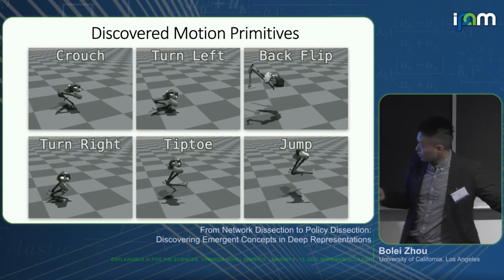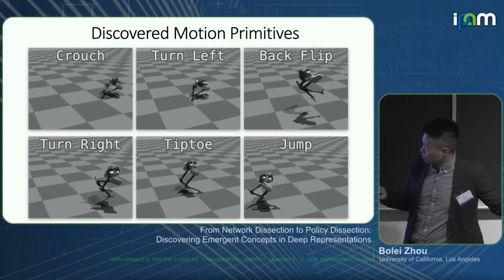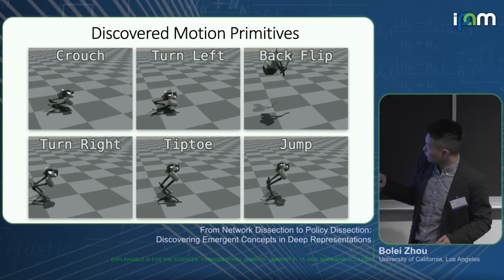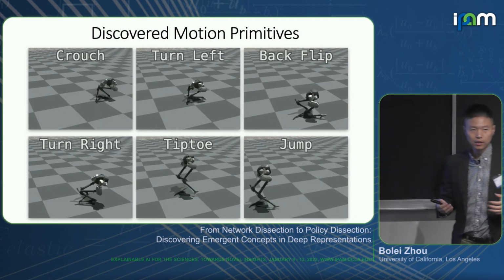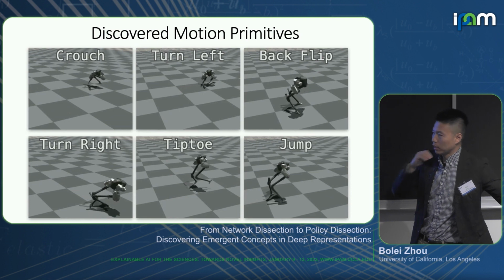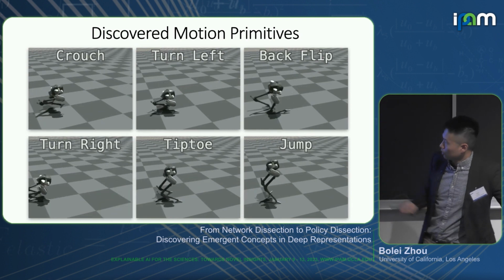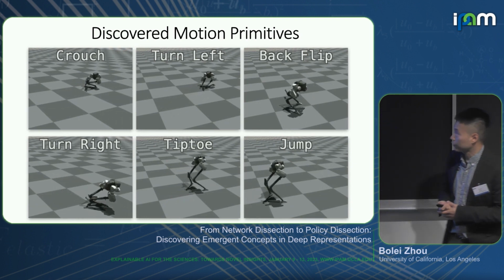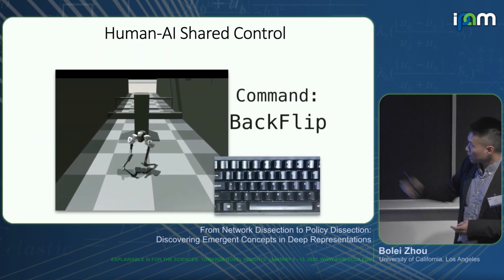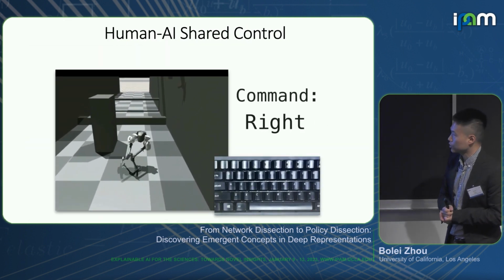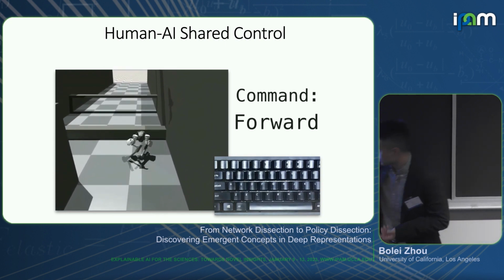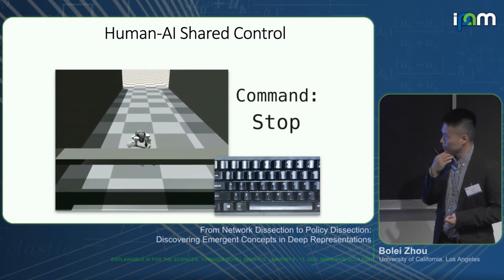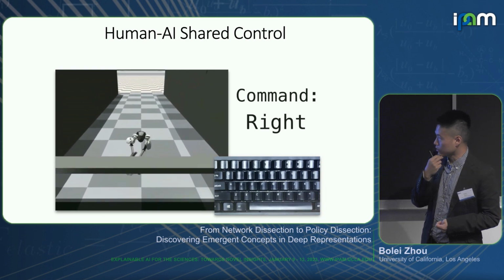You can see there are many interesting primitives, such as this crunch. Then this agent will just lay down and crunch. And we even have this backflip. This backflip is more like combining the jumping and also the horizontal axis movement. Then we can have this backflip. We also have this jump, this turn left, turn right. So after we discover these motion primitives, now we can enable this human-AI shared control. Then you can see here this agent is associated with this keyboard. Then user can press the keys. Then we can activate a certain behavior of this agent.